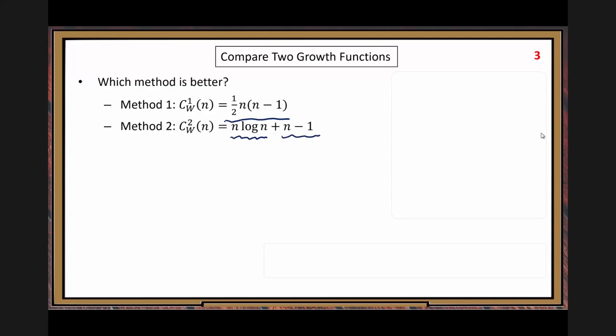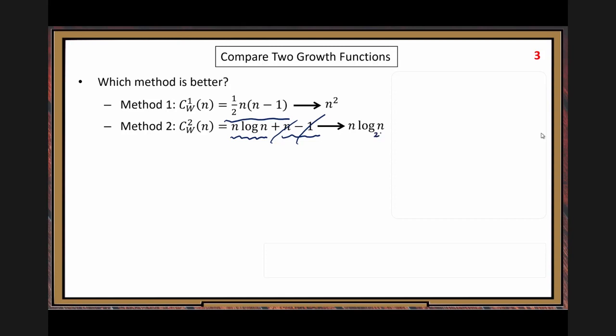Now, the first step is to extract growth functions from these two functions. For method 1, we just did it with the selection sort. Here, the same thing: n squared is its growth function. For method 2, minor terms can be ignored. The leading coefficient is already 1, so its growth function is just n log n. Here, the log means log base 2.